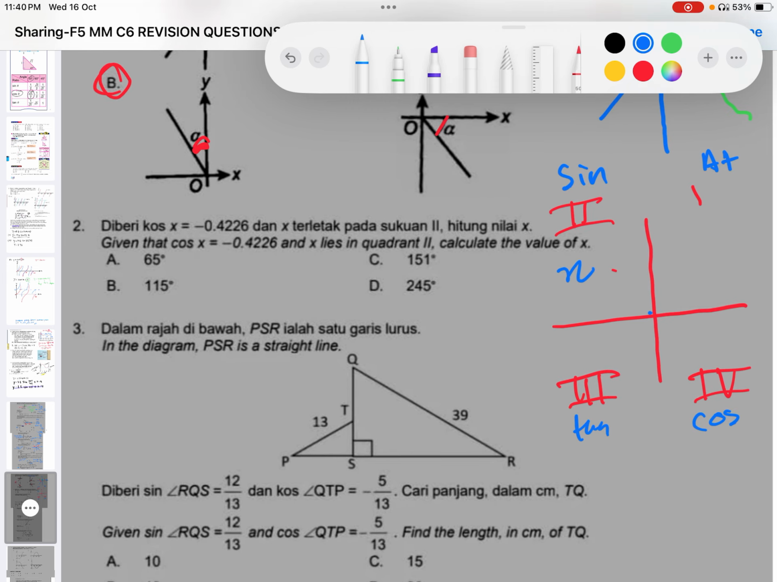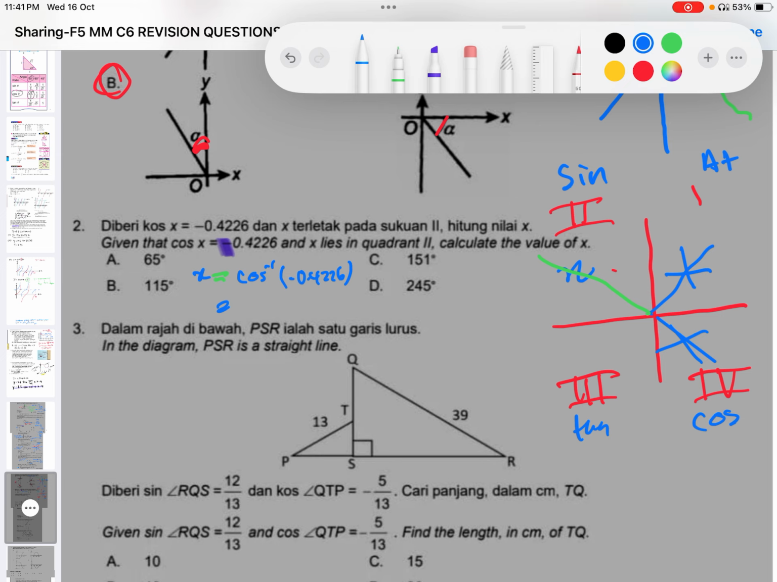Dia diberitahu bahawa cos x ialah negative 0.4226. So it's negative. So it's not over here, not over here, and not over here. Okay. So dia akan jadi kat sini sin x. So mula-mula kita cari dulu x sama dengan cos songsang negatif 0.4226. So tekan calculator.